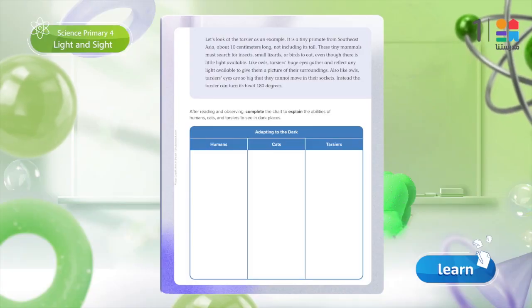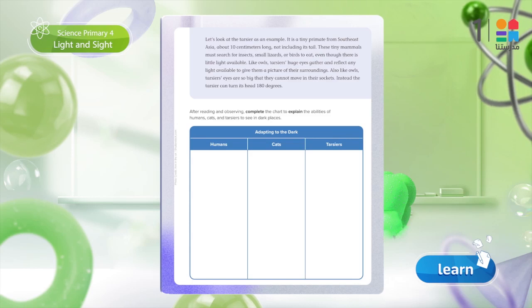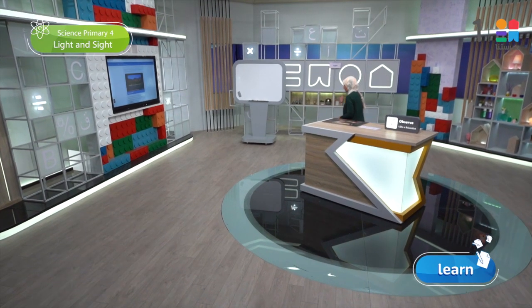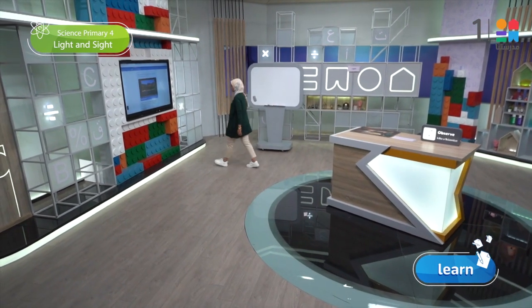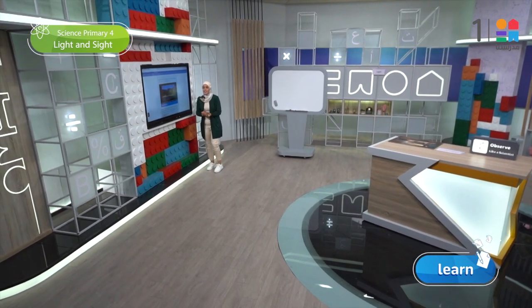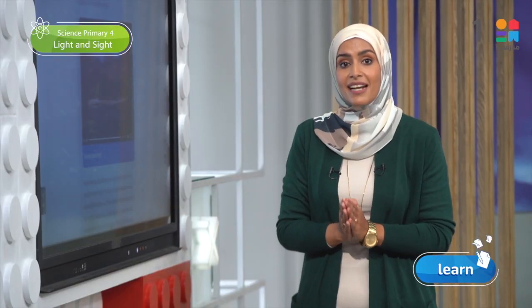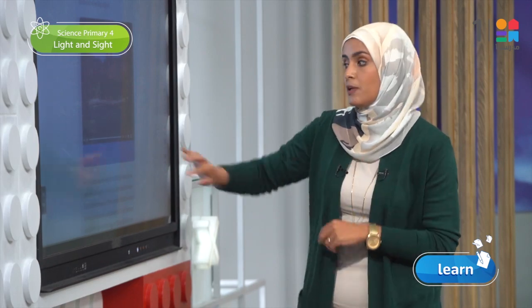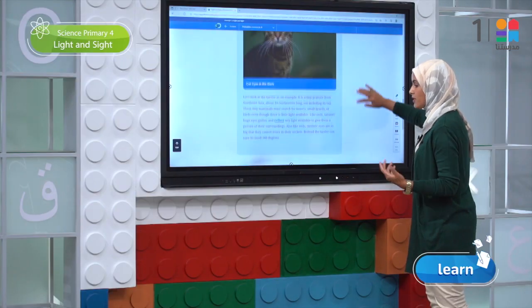Now, after we collected information about sight in humans, cats, and tarsiers, we are ready to compare them. Open the book on page 71 and record your observation about how each creature sees in dim light and at night. Don't forget that when we make a comparison, we must focus on the differences in eye shape and eye pupil. I must know what I am comparing according to.